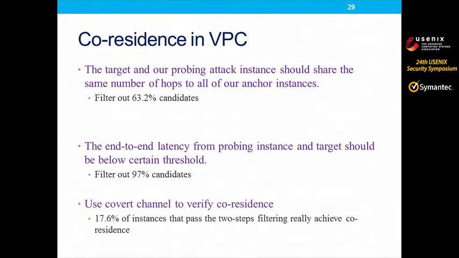And in our experiments, we finally use a covert channel to verify the collisions. And the results suggest that even with such covert channel verification, after the type and zone speculation and the two steps of filtering, the attacker can achieve a confidence of around 70% that the remaining probing instances are located on the same physical machine as the target. And of course, as we have known from the last talk, we can get some new techniques to perform the final step of collision verification.